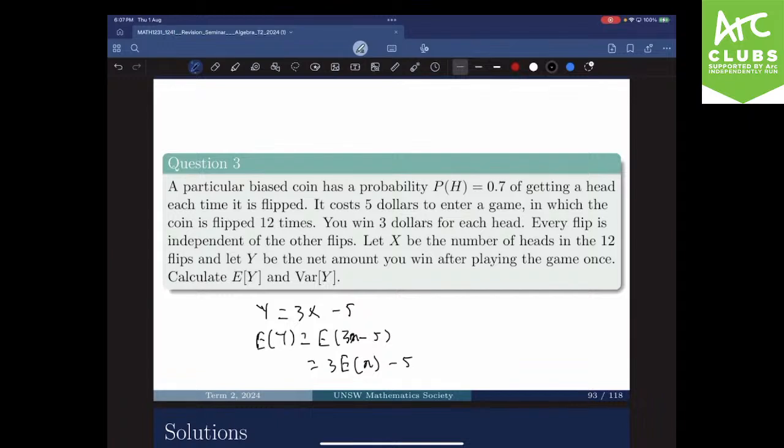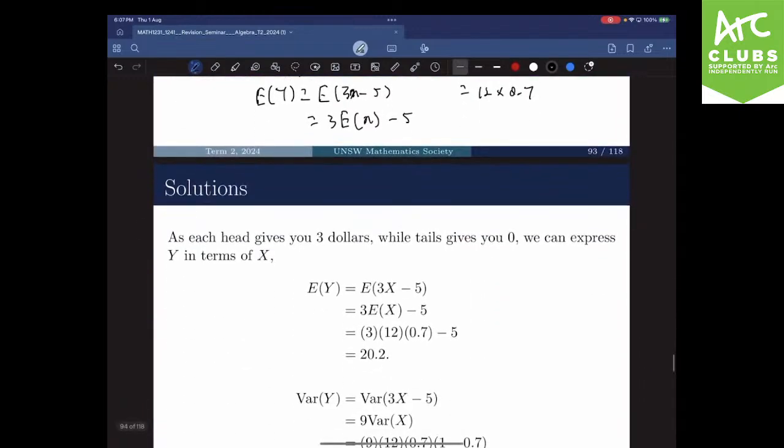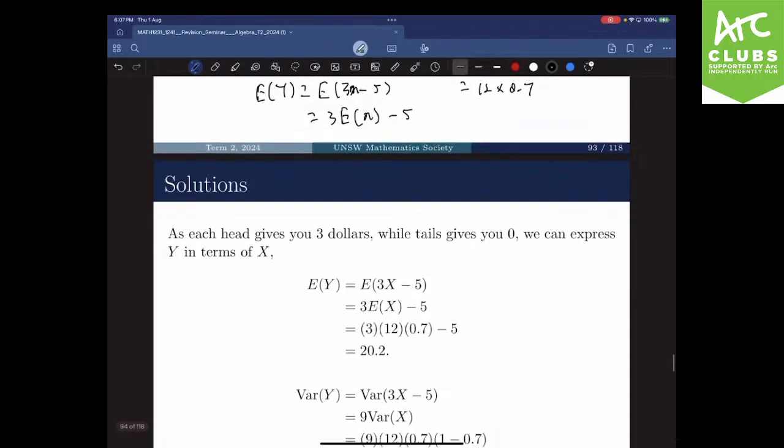Note that this is a binomial distribution. We either get a heads or we get a tails. That's my success versus my failure. Success with 0.7, and we have 12 trials. E[X] is equal to np, which is equal to 12 times 0.7. If we look down the solution, that's exactly what we have here: 3 times np, 3 times 12 times 0.7, minus 5, that gives me my E[Y].